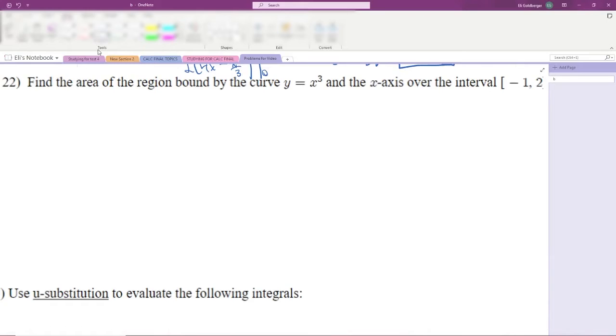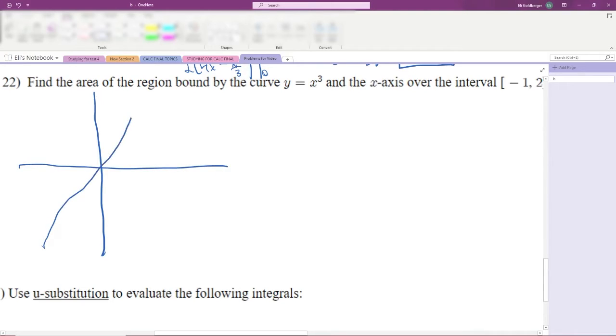Okay, so for question 22, it asks us to find the area of the region bound by the curve y equals x cubed, and the x-axis over the interval -1 to 2. So firstly, let's just draw this out. It should look something like this. Relatively like that. So let's say this is -1, and this is 1, this is 2.